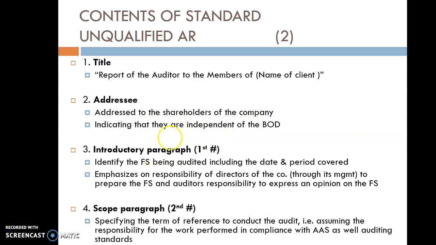Then the introductory paragraph identifies the financial statements being audited, including the date and also the period covered. It emphasizes the responsibility of the directors of the company, through its management, to prepare the financial statements, and the auditor's responsibility to express an opinion on the financial statements. And then the scope paragraph specifies the terms of reference to conduct the audit, and the responsibility of the work performed in complying with accepted accounting standards as well as auditing standards. Right?